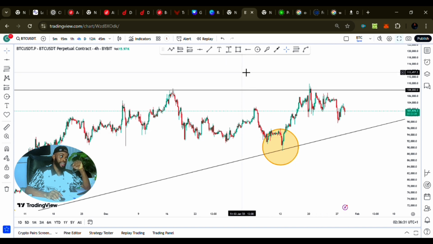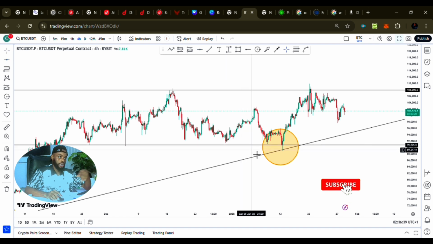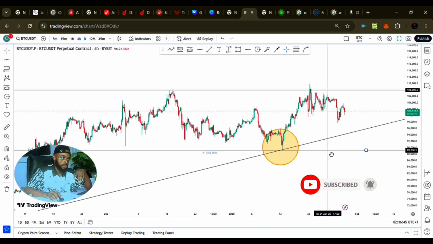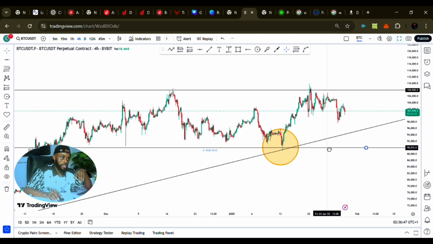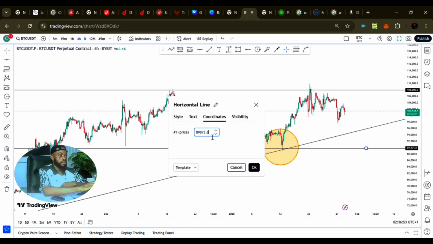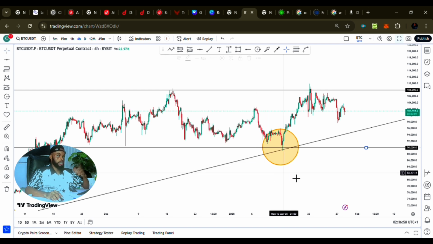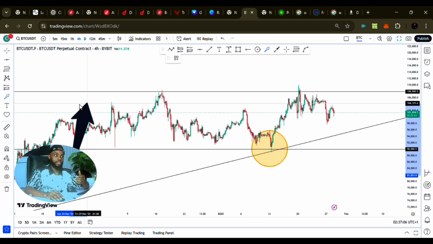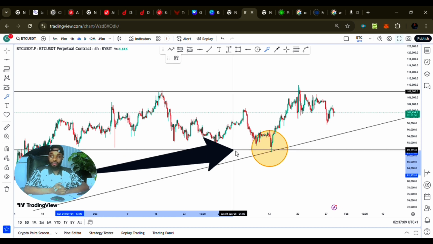Now what about the demand level? So this is the demand level, and the nearest whole number to that demand level is 90,000. That's $90,000, BTC at $90,000. So let's have $90,000. As you can see, this is our demand level here, and the above is our supply level, also called the major resistance level.